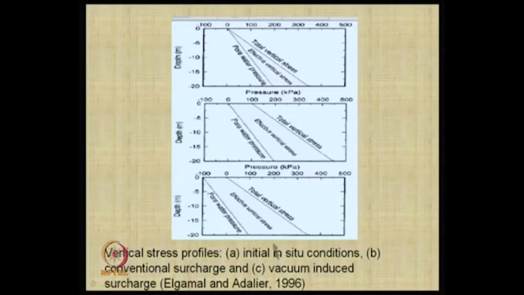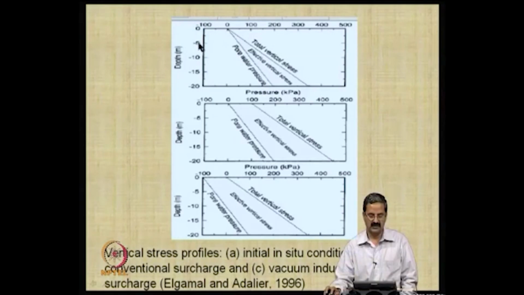Vertical stress profiles, like in situ soil conditions. You can see that this is the total vertical stress. How do you get it? Gamma into depth, up to say 5 meters, 10 meters, 15 meters, 20 meters, and I will get the effective stress. For example, at 5 meters depth the stress is about 100, which means 5 into 20 is 100, and 10 into 20 is 200. So, it is like this. This is called the total stress.